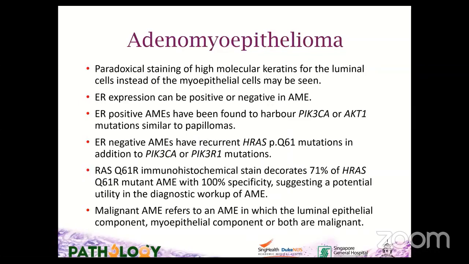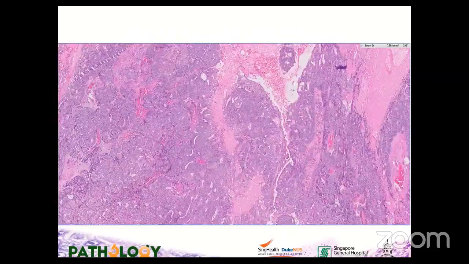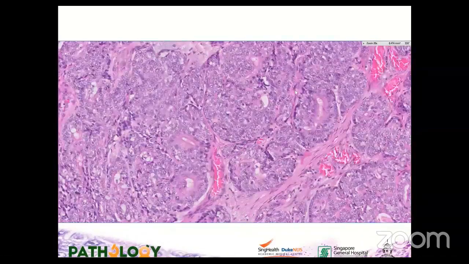There is a form of adenomyoepithelioma which is malignant, and this refers to an adenomyoepithelioma in which either the luminal epithelial component, the myoepithelial component, or both show malignant features. So here is an adenomyoepithelioma in which both luminal epithelial and myoepithelial cells are seen, forming anastomosed tubules, accompanied by areas of necrosis and hemorrhage. On closer scrutiny, the myoepithelial cells show some degree of nuclear atypia with vesicularity of the nuclei.